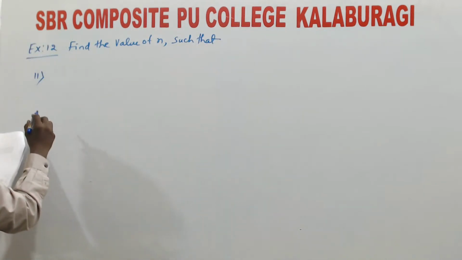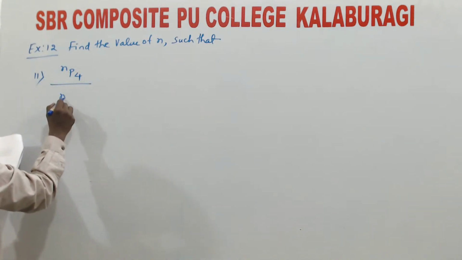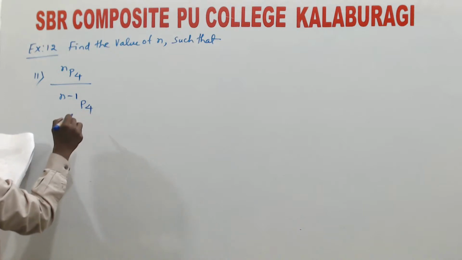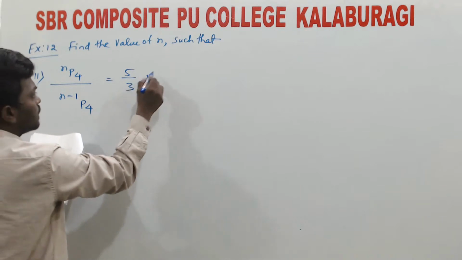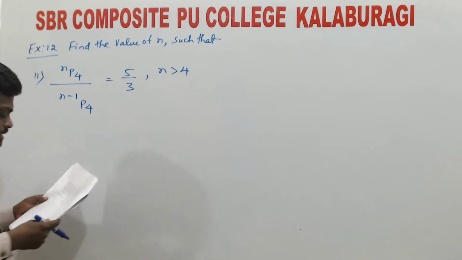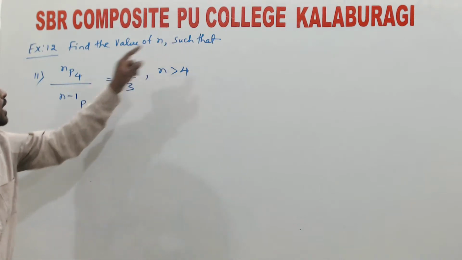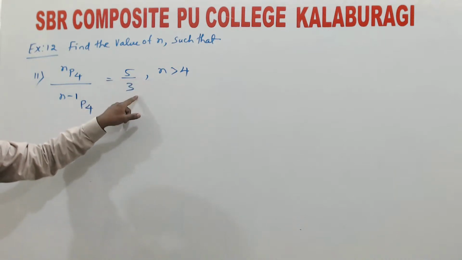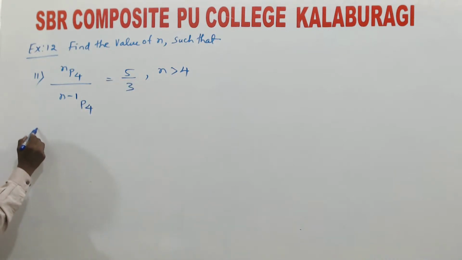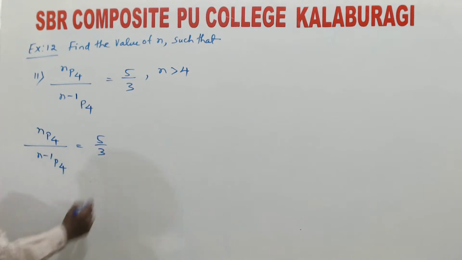Second bit. The student is asking regarding the second bit: nP4 divided by (n minus 1)P4 is equal to 5 by 3, with the condition that n is greater than 4. So the question is: find the value of n if nP4 by (n minus 1)P4 is equal to 5 by 3. So let's start the simplification. nP4 by (n minus 1)P4 is equal to 5 by 3.